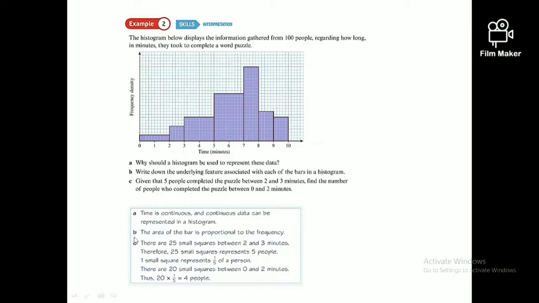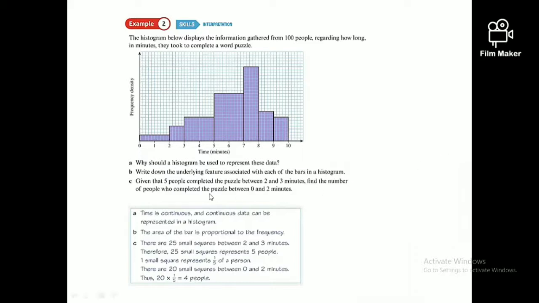You can understand that all this information is time. Time is continuous information. Continuous means there is no gap between the values. We have already learned about the discrete random variable. What do you mean by continuous data? For continuous data, we can draw a histogram. Since this information is continuous, you can draw a histogram for this kind of data. That is why we go ahead with the histogram to draw this information, right?